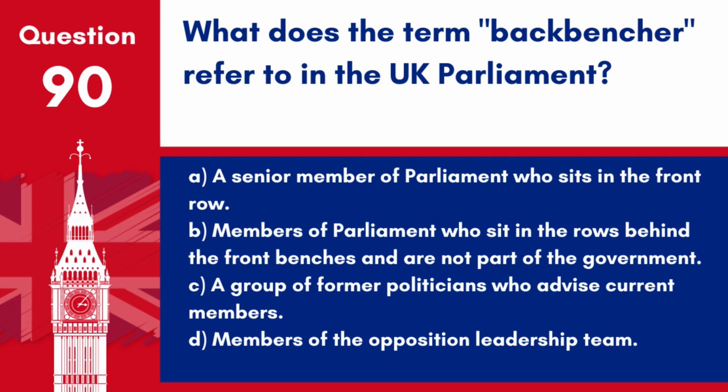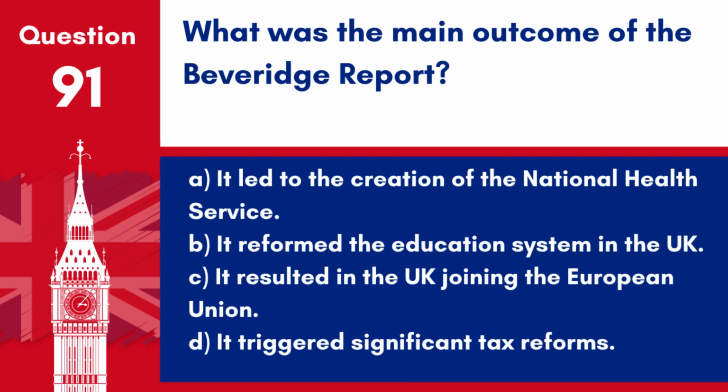Answer: B. Members of Parliament who sit in the rows behind the front benches and are not part of the government. Backbenchers are usually MPs or lords who do not hold governmental office and traditionally sit on the back benches in their respective chambers.